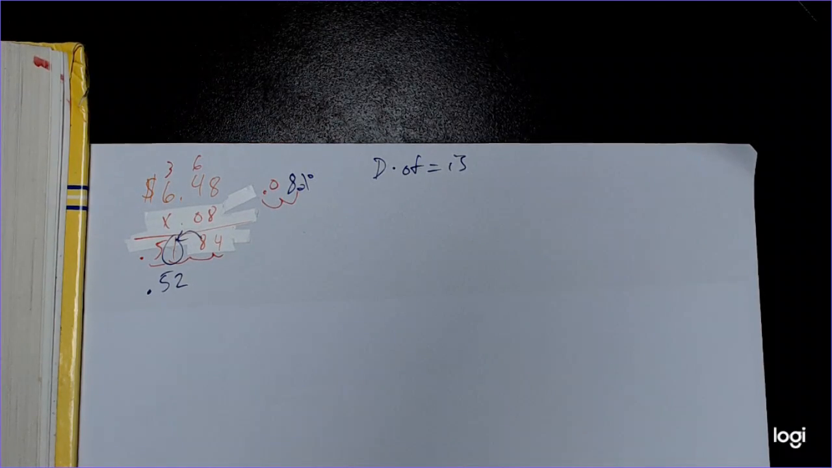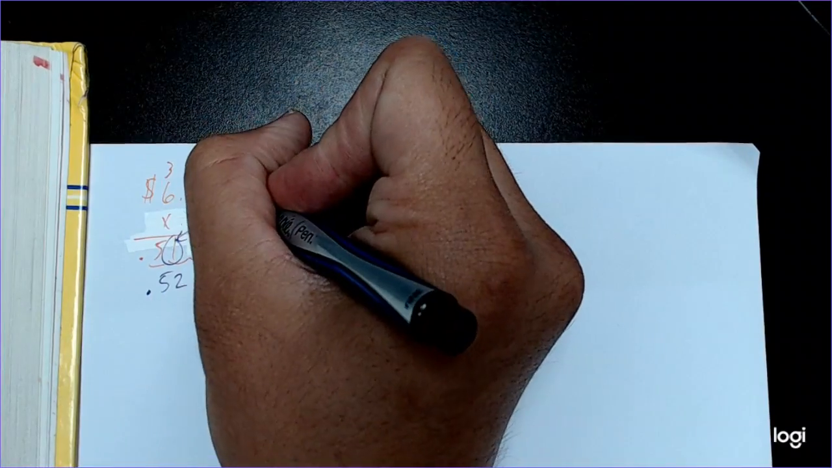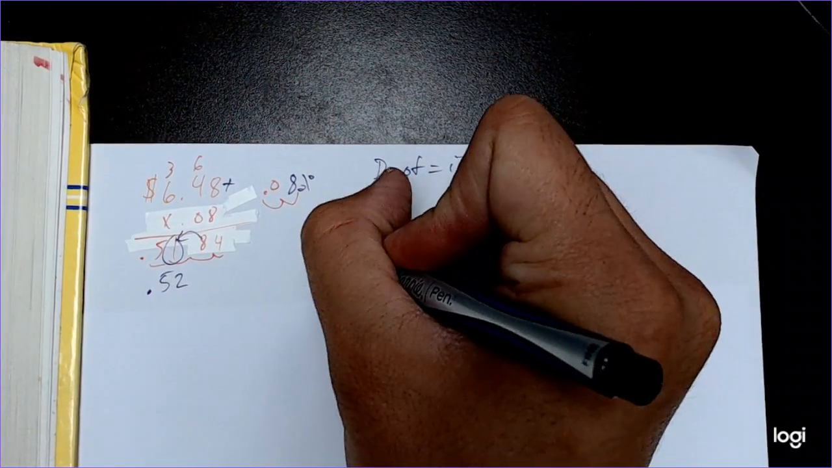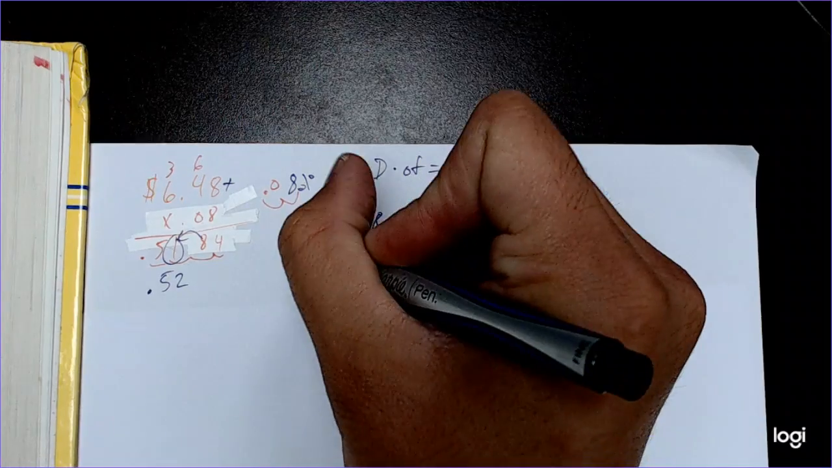Sometimes they'll say, hey, I don't just want to find the sales tax. I want you to find out what the new total is, right? So the new total would be taking the original cost plus the sales tax, so $6.48, plus the sales tax of 52 cents, which I found by rounding.